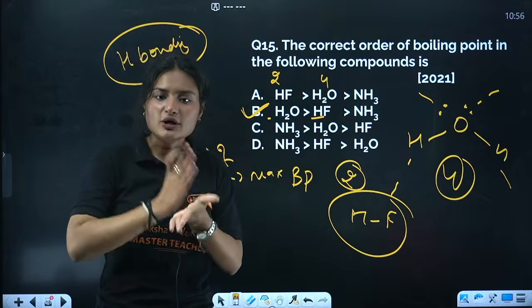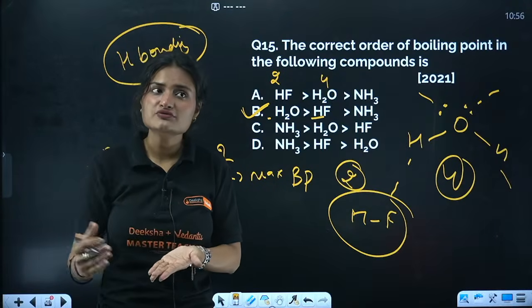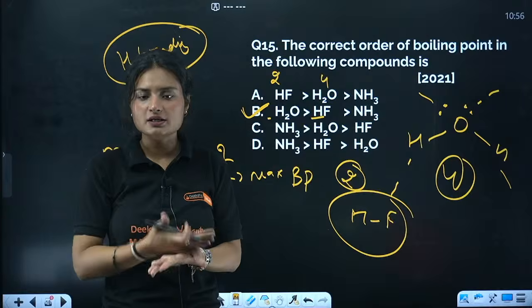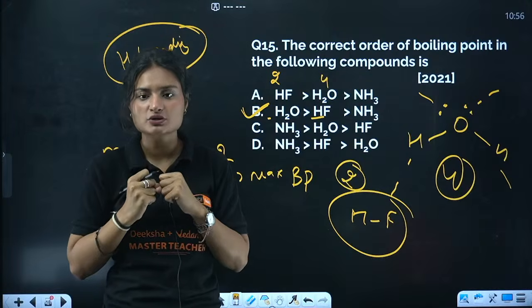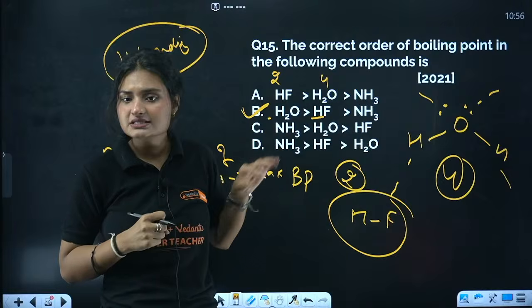Why? Because boiling point means we are breaking the intermolecular forces. The stronger the intermolecular forces, the tougher they are to break. More energy you need to break those bonds. So this is the order. The correct answer is option B.